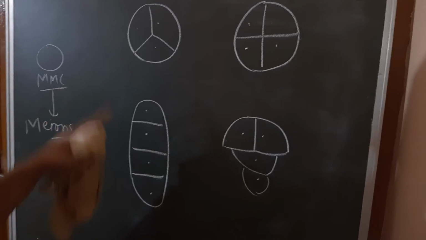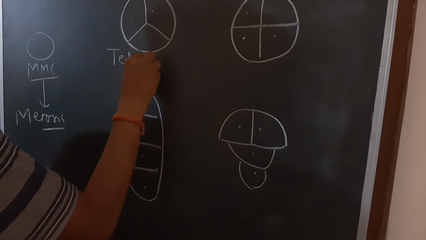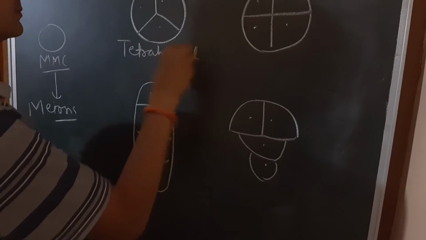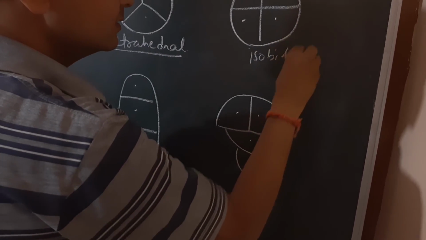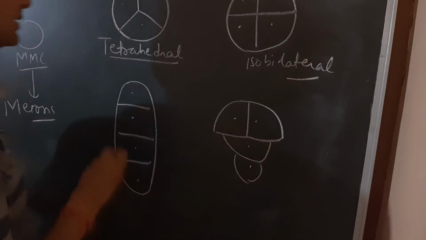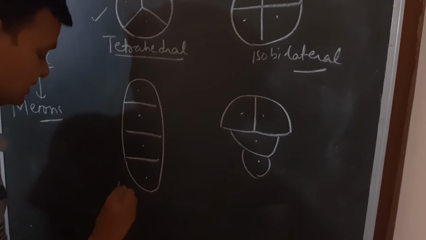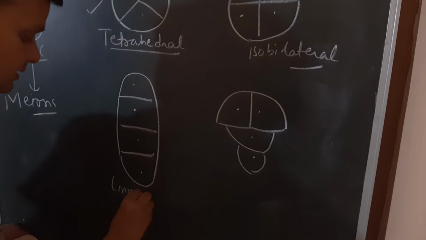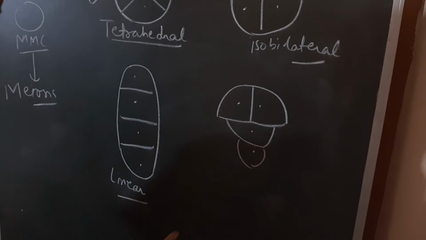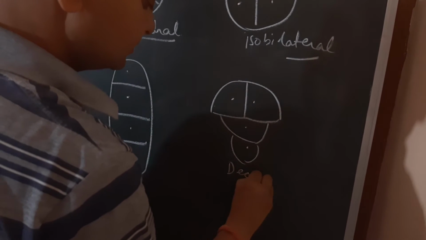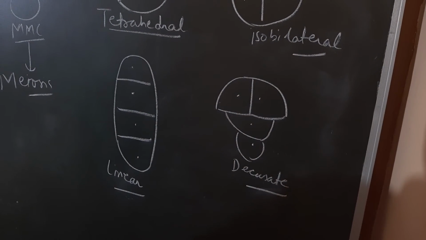This we are discussing about the microsporogenesis process. This one is called tetrahedral. This one is called isobilateral. The most common one is the tetrahedral in case of angiospermic plants. This one in terms of arrangement is called linear tetrad. This is called tetrahedral tetrad, isobilateral tetrad, linear tetrad, and this one is called decussate tetrad or T-shaped. The most common one is the tetrahedral.